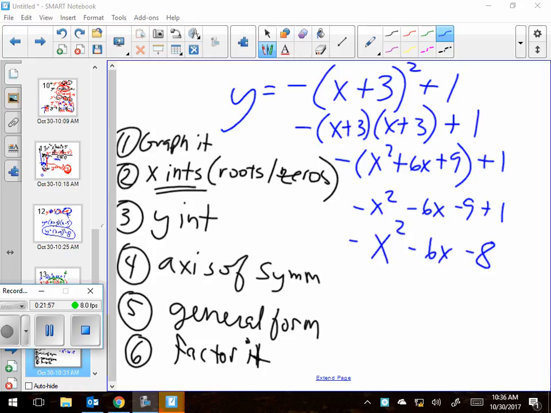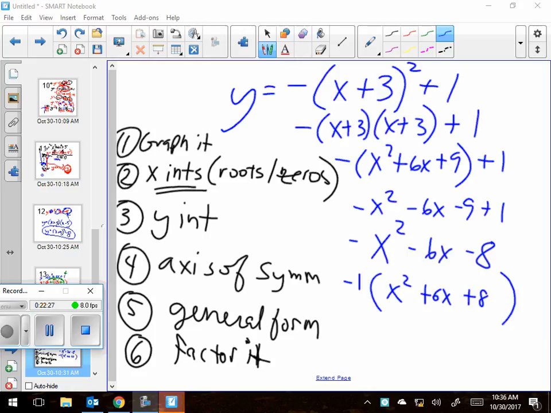Did anybody already get that far and you already have the general form multiplied out? Okay, a few of you did. All right. At this moment, to be able to factor it, remember you have to factor out a -1. And what does that mean? Everything becomes its opposite. So this becomes positive x squared plus 6x plus 8.